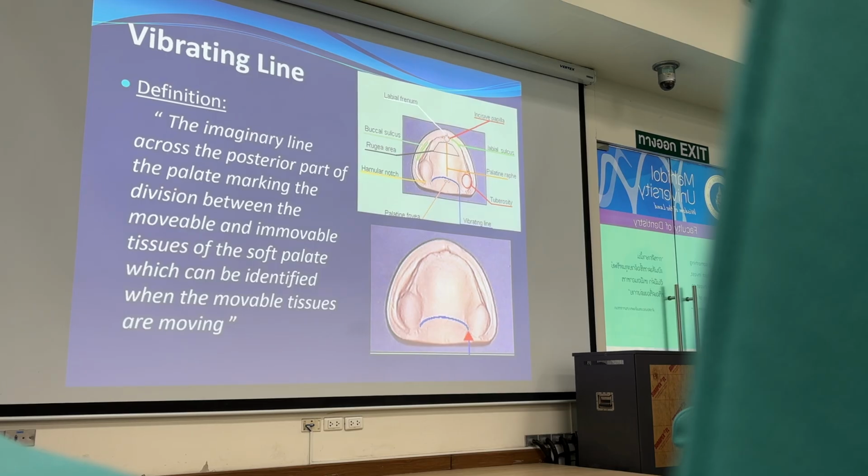Okay, this is the vibrating line. This is the definition: the imaginary line across the posterior part of the palate, marking the division between the movable and the immovable tissue of the soft palate. This can be identified when the movable tissue is moving. When you say "ah", the tissue moves. That is why we try to find this position. It's called the vibrating line, so you know where the posterior border of the denture is.